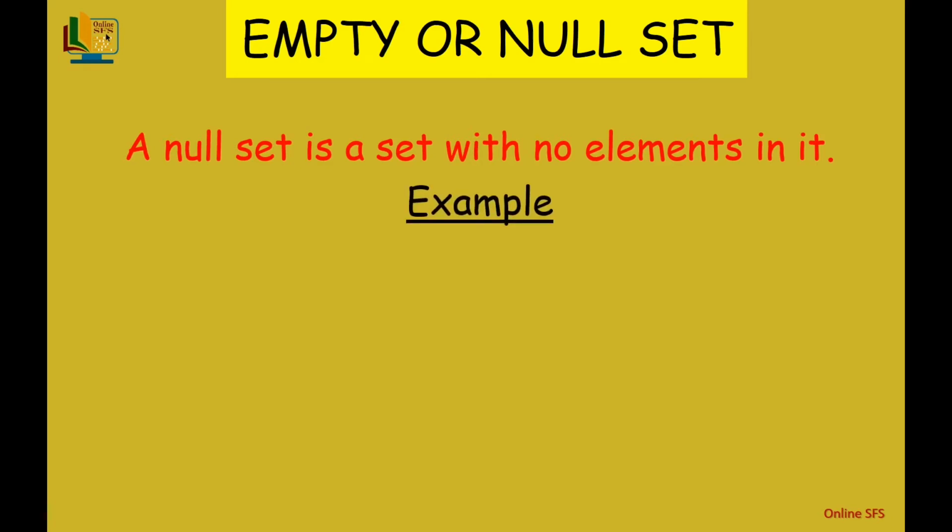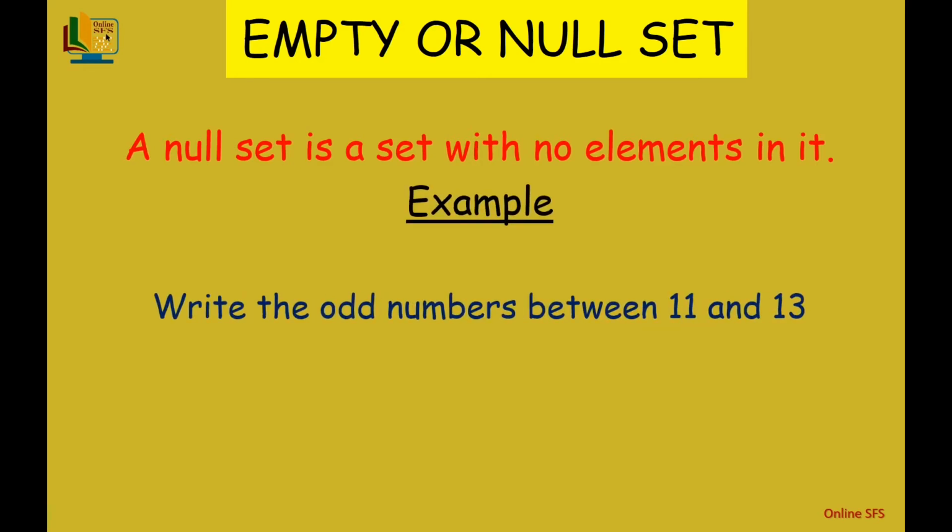For example, if we want to write the odd numbers between 11 and 13, then you can see that 11 and 13 both are consecutive odd numbers and there is no odd number between them. Therefore, when we don't have any element to be put into a set, we will just make curly brackets without any member or elements, and hence it is called an empty set. An empty set is also represented by the Greek symbol phi.